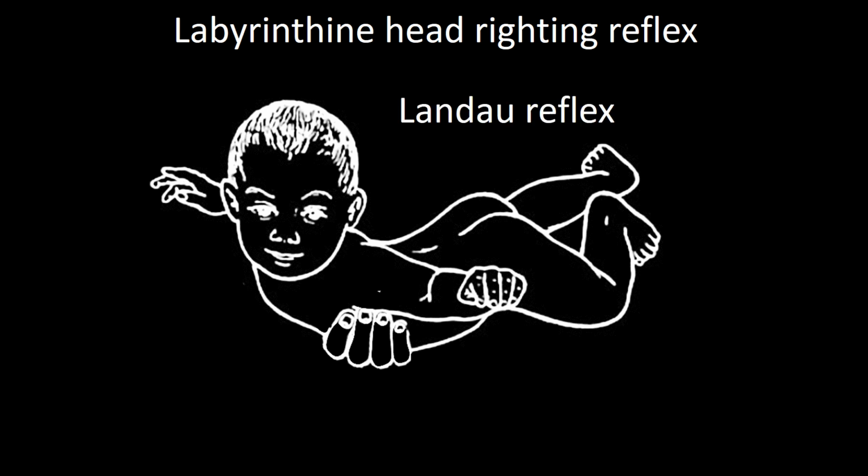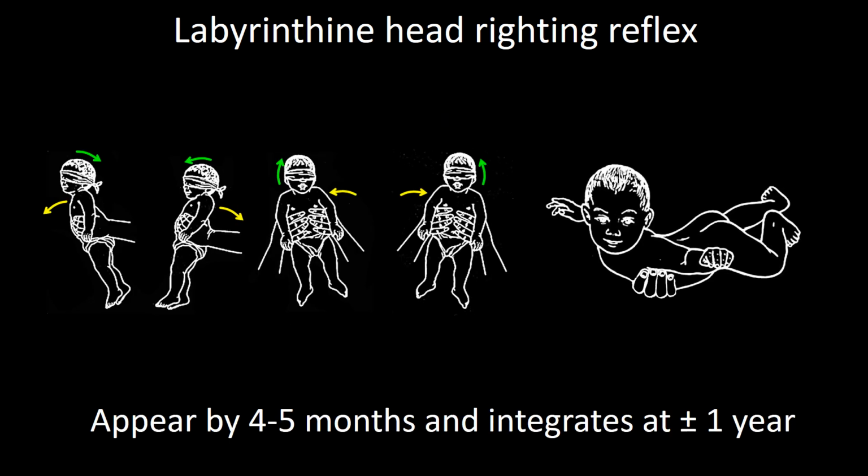This position triggers the Landau reflex. This reflex is manifested by extension of the neck to achieve a position in which the vertex is uppermost and the mouth horizontal to the ground, similarly to the labyrinthine head-righting reflex. Labyrinthine head-righting reflexes appear by about 4 to 6 months of age and become integrated with volitional actions later in life, at about 1 year of age.